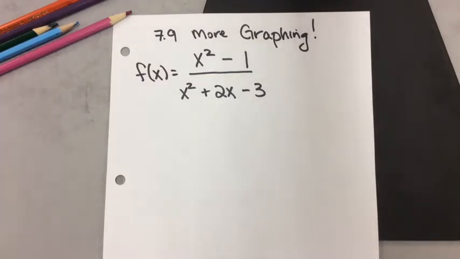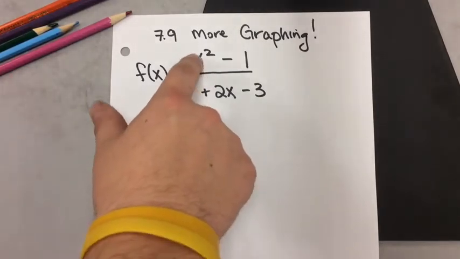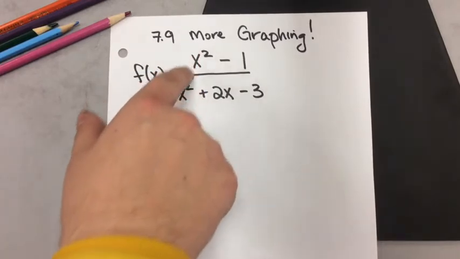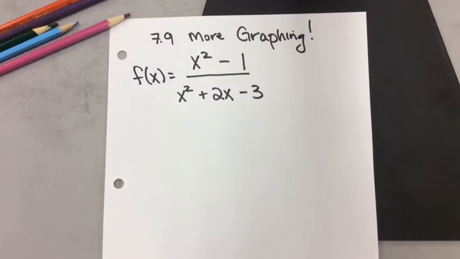All right, so this is 7-9, and this is more graphing. All of these equations are going to deal, or should deal, with the degree of the numerator being the same as the degree of the denominator. I'm going to show you the tricks for this.